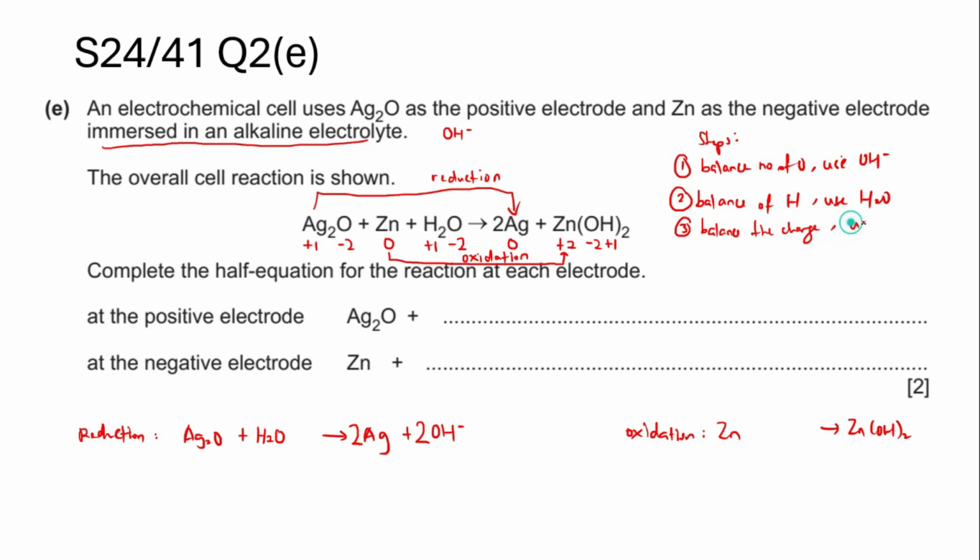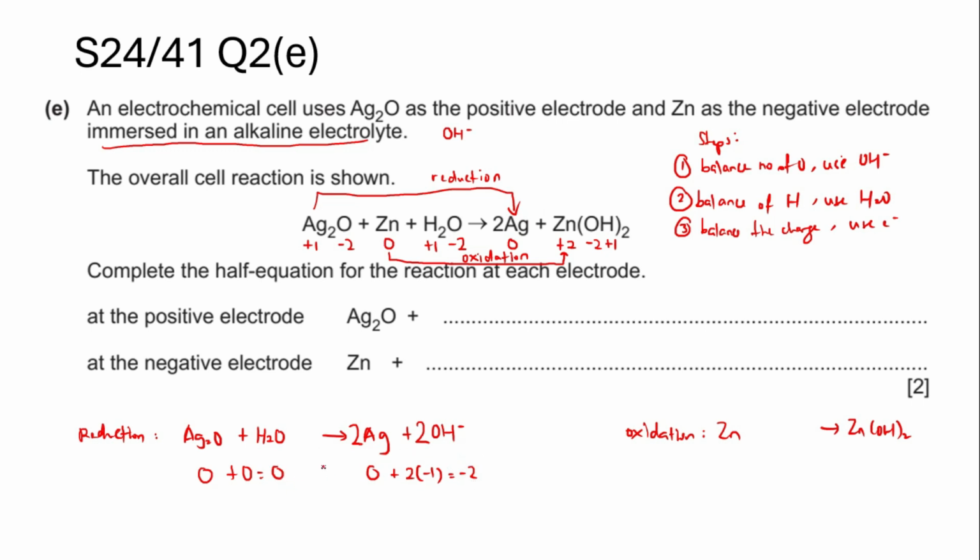Now we're going to use electrons in balancing the charge. Let's find the overall charge on the left hand side for now. Here we have a compound, silver oxide, which has a zero charge. Water also zero charge, so total zero charge. Right hand side, I have silver element, zero charge. One hydroxide ion has a -1 charge, so two hydroxide ion, 2 multiplied by -1 charge. Overall, we have -2 charge on the right hand side.